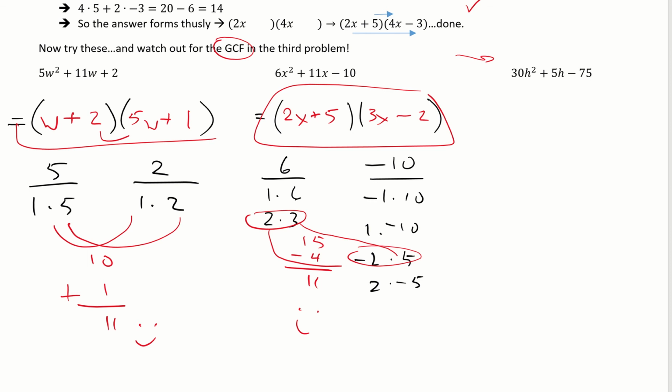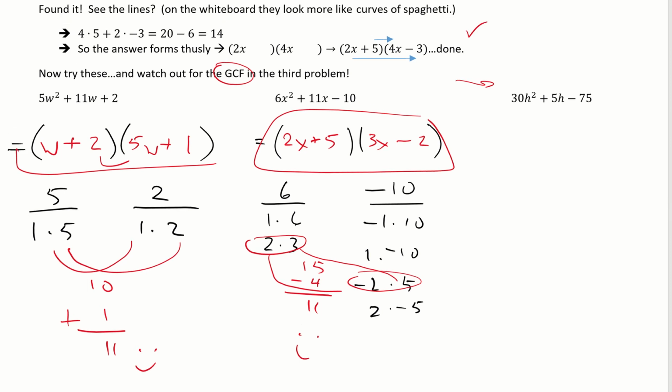All right, and so the last one, thank you for the warning, because I might have just attacked it as is. But really what I'm seeing here is a nasty little GCF. What's the GCF? 5. What happens if we take out 5? Well, you divide it away to get 6h squared plus a single h, and then minus, what is that, 15? I think that's 15, right? Okay, now we concentrate on this guy.